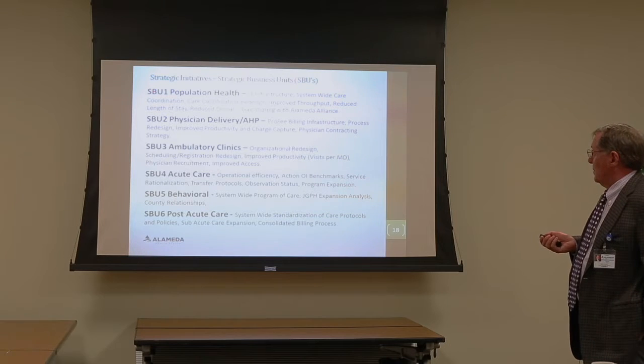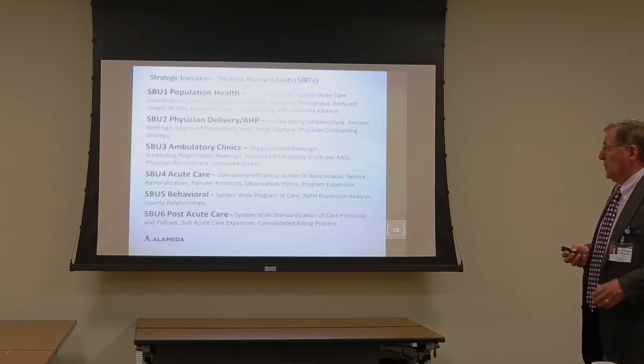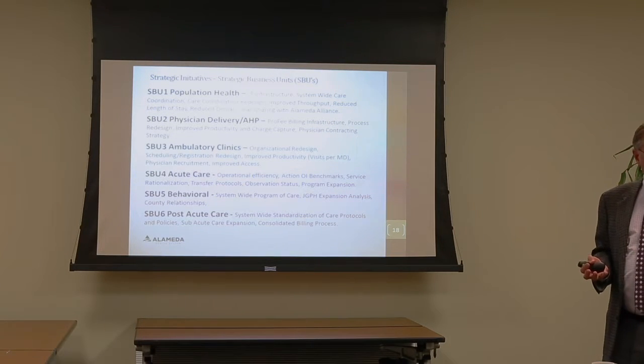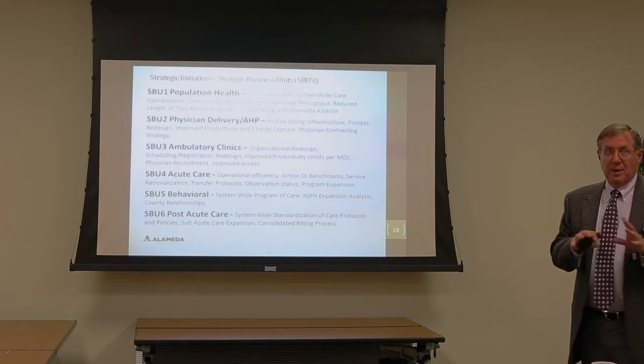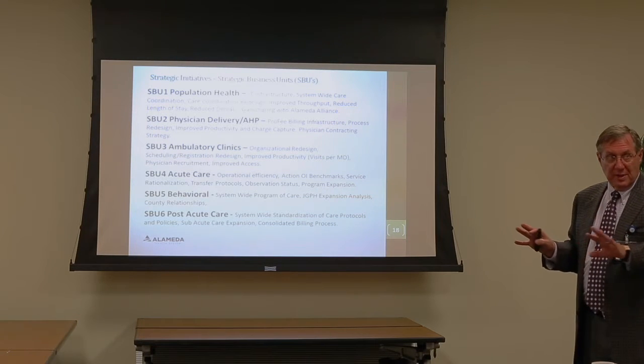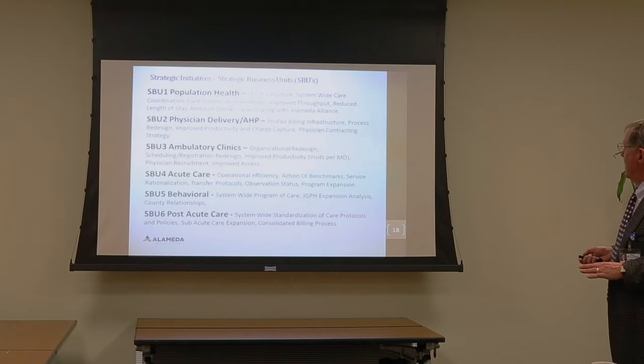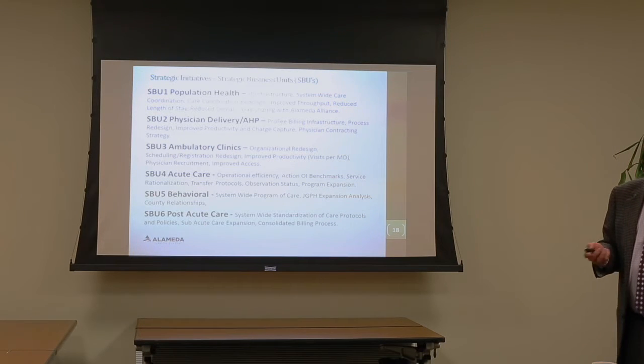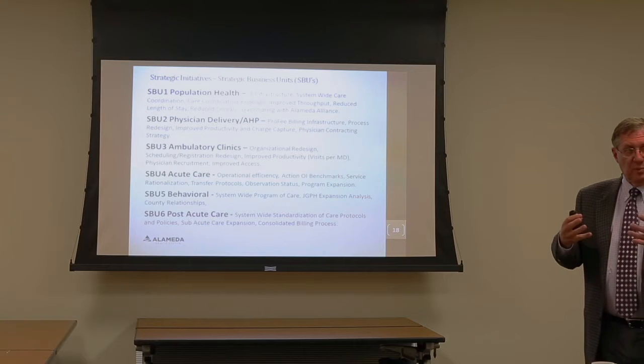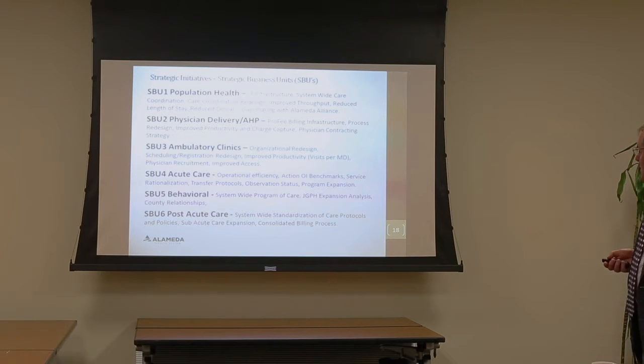For example, in population health, we need an IT infrastructure, which we don't have, and not an electronic health record. We need a population health management system, completely different. We need system-wide care coordination. We need to redesign care coordination. We need to improve throughput, reduce length of stay, reduce denials, and establish gain sharing contracting with the Alameda Alliance so we can start acting more like a capitated organization.